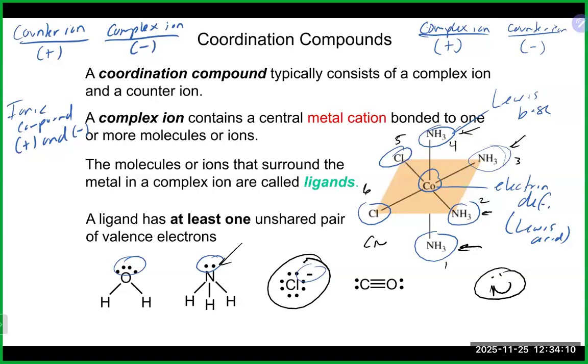So this would have a coordination number of 6, as it has 6 atoms directly attached to the metal in the complex ion. Two chlorides and four nitrogens directly sharing electrons with the metal in the middle. Any questions on that there?